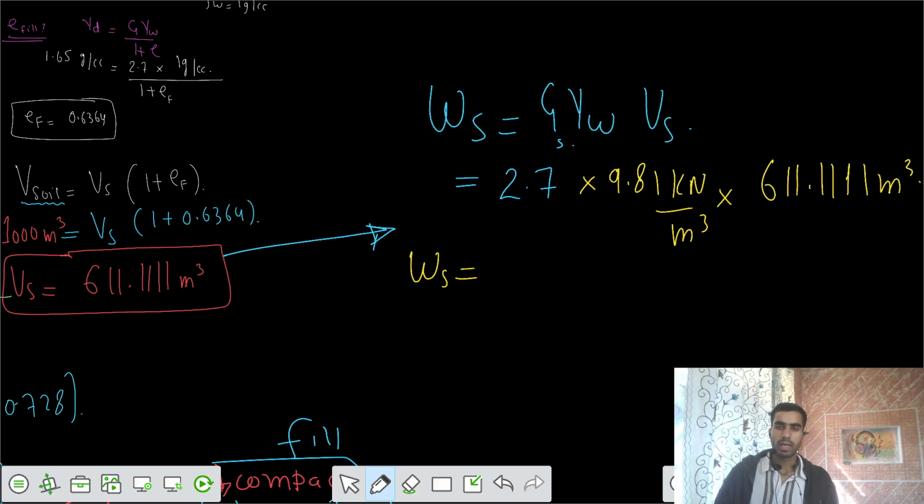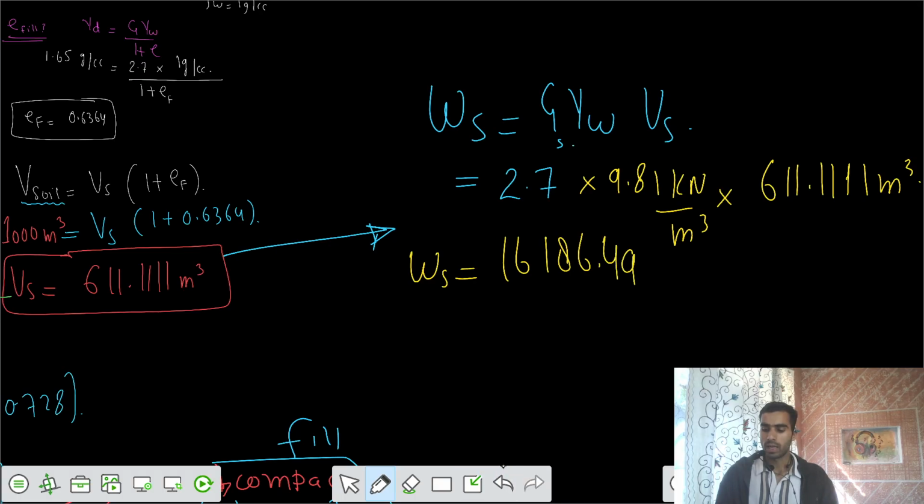We can solve that. That is 2.7 into 9.81 into 611.1111. So this value is 16186.4997 kilonewton. This much amount of weight of solids is there.